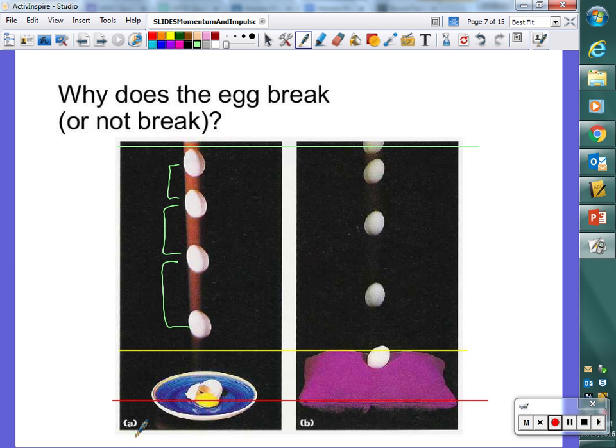Good? Okay. Then, from yellow line to red line, what happens in both pictures? There's more acceleration. What kind of acceleration now from yellow to red? Because physically, what's happening to those eggs? They're not quite changing direction because they don't bounce. What do they do? They stop, right? From yellow to red, both of those eggs are going to stop.